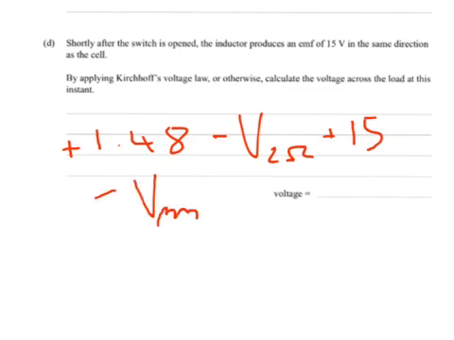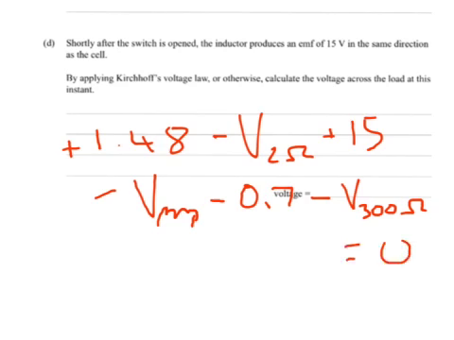I don't know what it's called, but there's my inductor symbol vaguely. And then you've also got a minus, even though it doesn't do it in the marking schedule, it should do it, minus the 0.7 volts across the diode, and then minus the voltage across the 300 ohm load, and that should all equal 0. So then you use that loop and plug all the numbers in with your calculation.